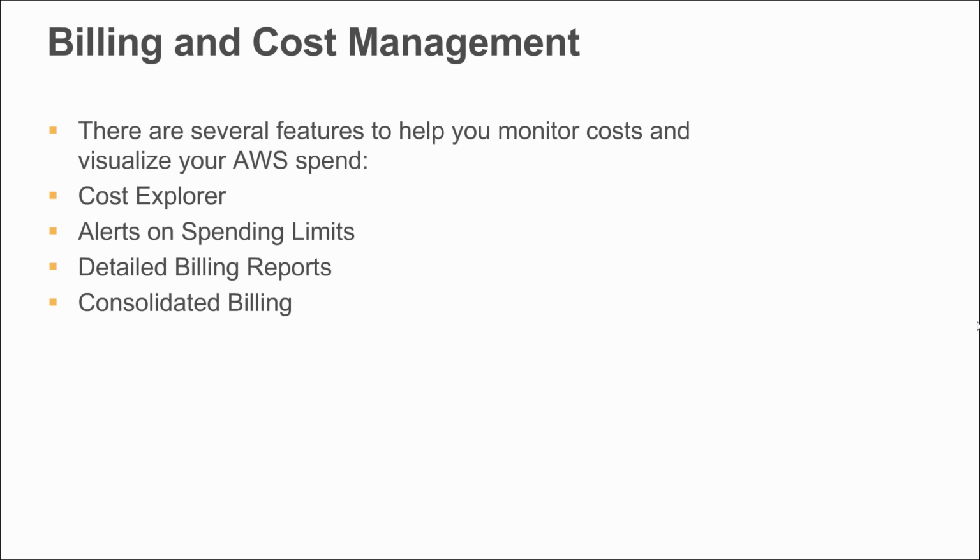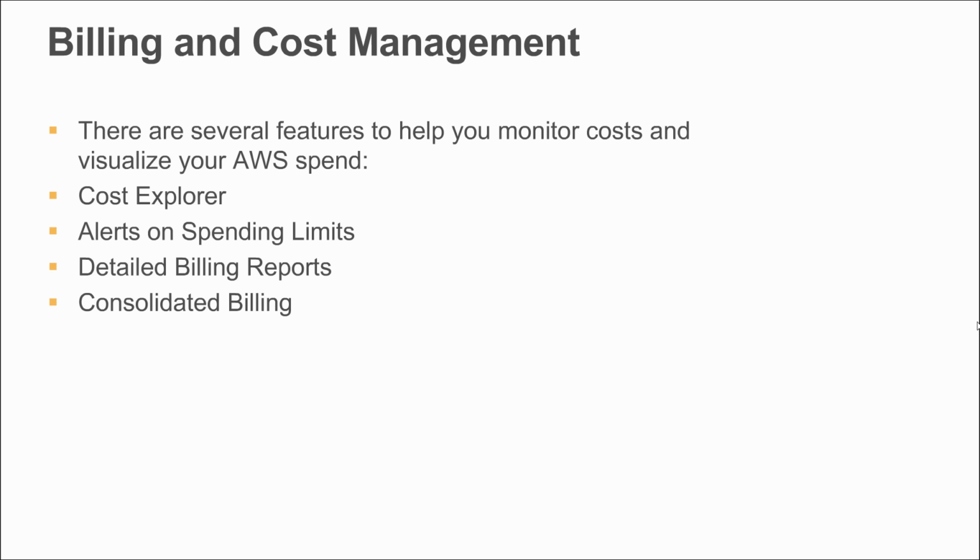Things like the Cost Explorer, which allows you to visually see what's going on in your account. We can also set alerts on spending limits. We have the capability to provide detailed billing reports so you can see exactly where your spend is coming from and maybe load it into another tool that you could use to analyze what's going on. And we also have consolidated billing. Consolidated billing would allow you to link a bunch of accounts together. So, let's say many people in your organization were using AWS. You can use consolidated billing to link that all together, so you only have one AWS bill to pay instead of having to manage many accounts.